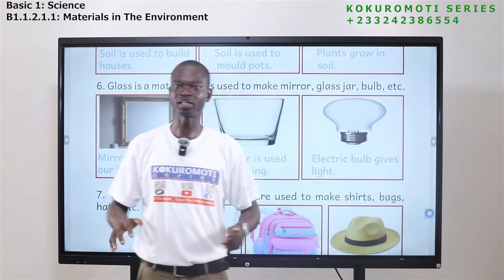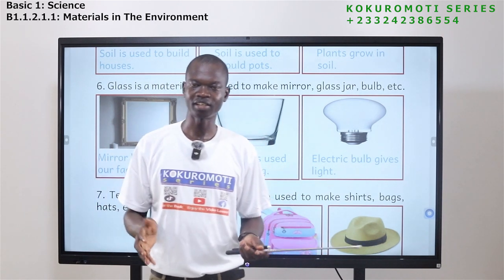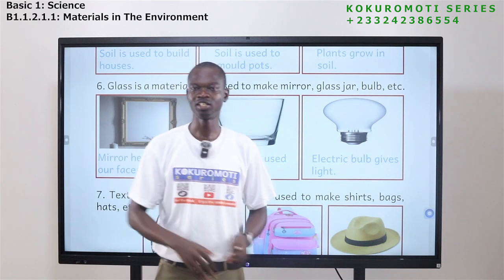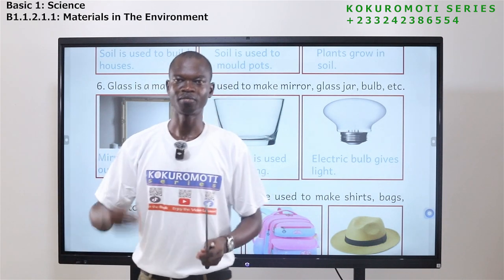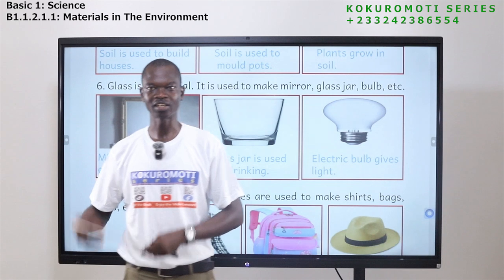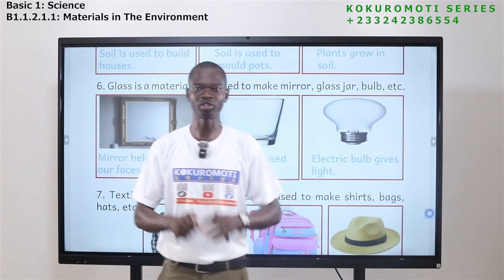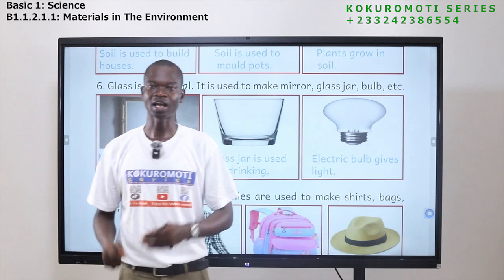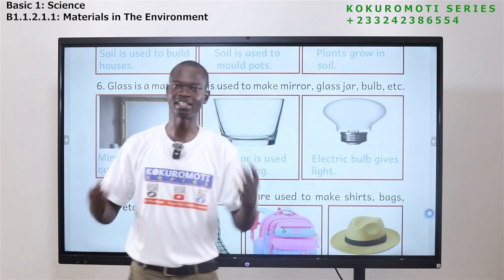If you want to make a cooking pot, you can use soil to mold it. You can also use metal. Metal is a material, soil too is a material. So if you need an object like a cooking pot, you can use soil. Do you get it?